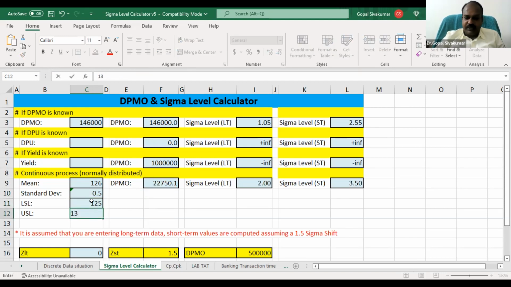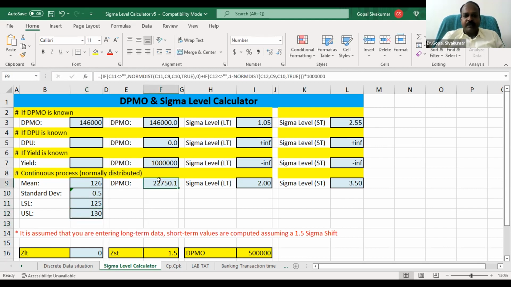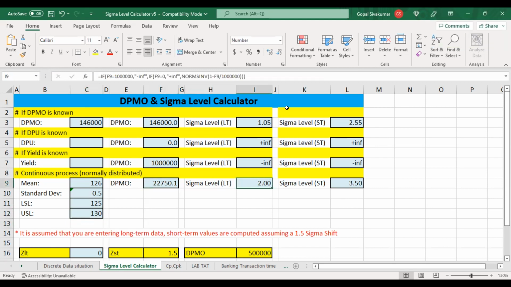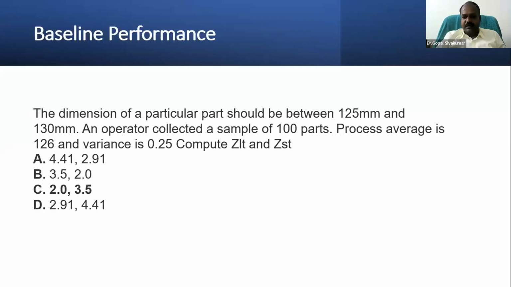USL 130. When I feed all these things, it is giving you DPMO, it is giving you ZLT, which is long-term sigma level. How much is it? 2. And short-term sigma level will always have a difference of 1.5. Now it is 3.5. Let us see whether these 2 and 3.5 are there in the options. Tell me, are you able to see the options here in your question? Yes, sir. Available? First one.